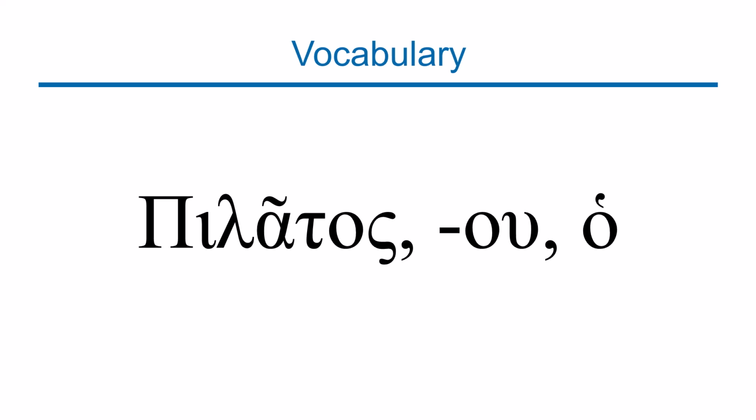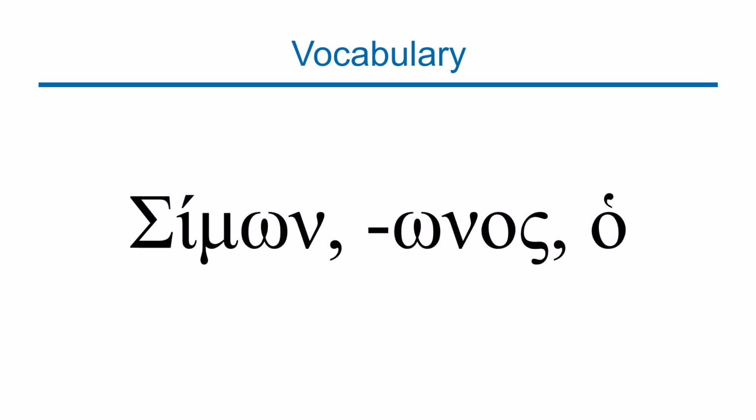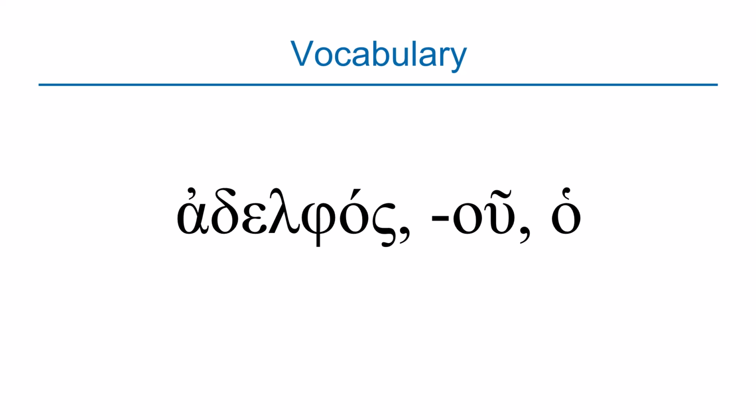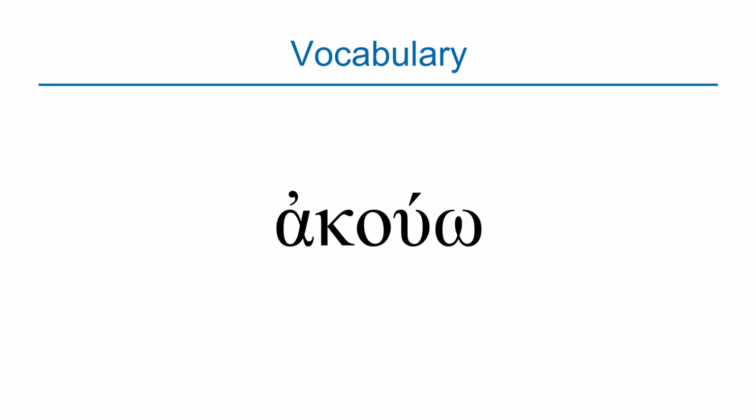The other word is Pilatos. Pilatos means Pilate. The other word is Simon, and Simon means Simon. That first letter is a capital S, but don't worry about it. In Greek, we always focus on small letters, and capital letters are always used on names of people, so they are very rare to find. The next word is Adelphos, and Adelphos means brother. Next word is akouo.